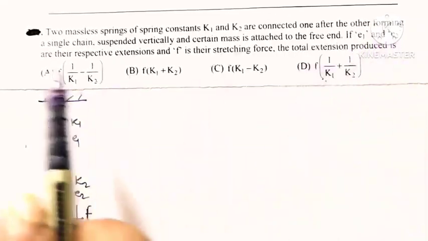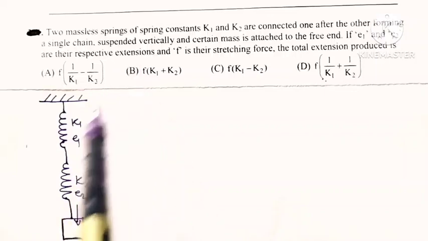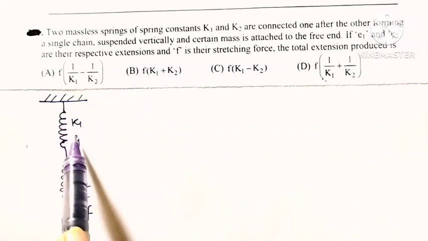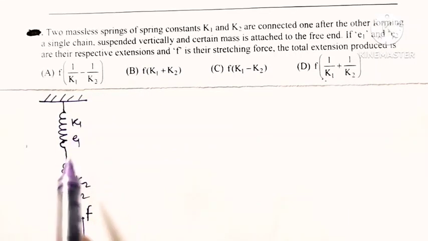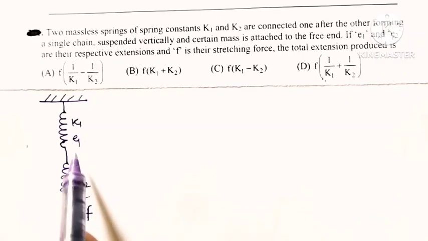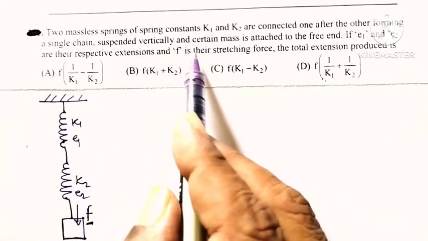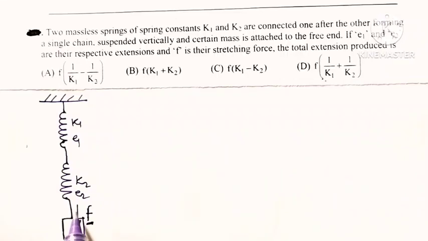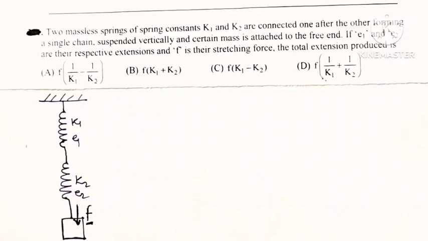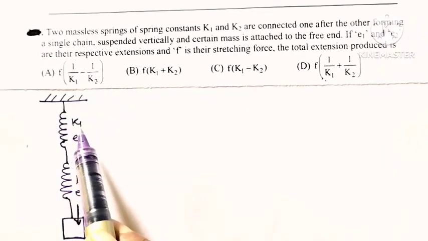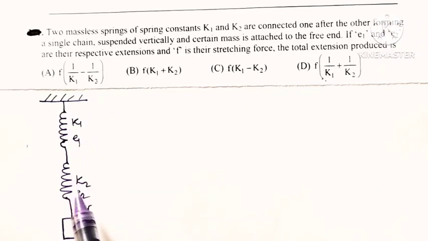If E1 and E2 are their respective extensions, that means the spring of spring constant K1 undergoes extension E1, and the second spring of spring constant K2 undergoes extension E2 due to application of the stretching force F. When we apply a stretching force F to this block, the first spring undergoes extension E1, and the second spring undergoes extension E2.